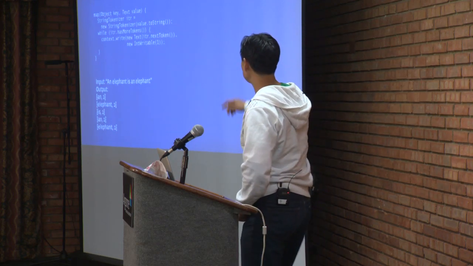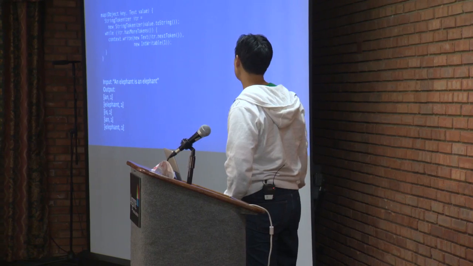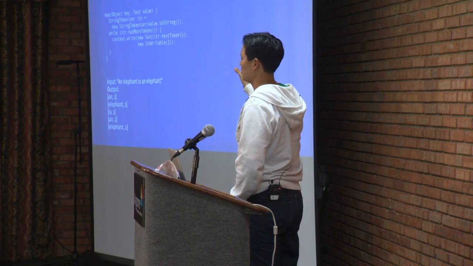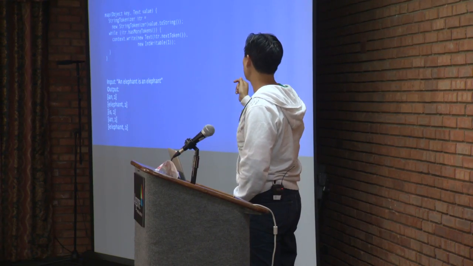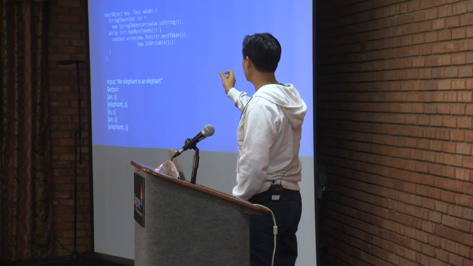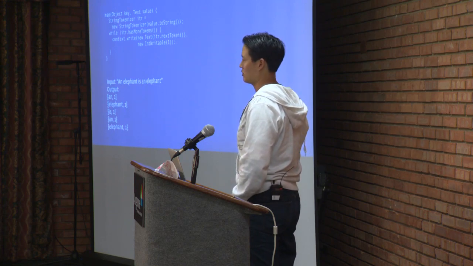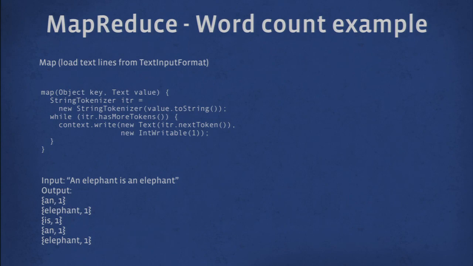Basically, I have this map function. It has a key and it has a value. I'm basically going to take a line and split it by token. And I'm going to say my token is my word, and I'm going to say one. So I have all these different outputs of this input, "an elephant is an elephant." That's just five tokens produced.